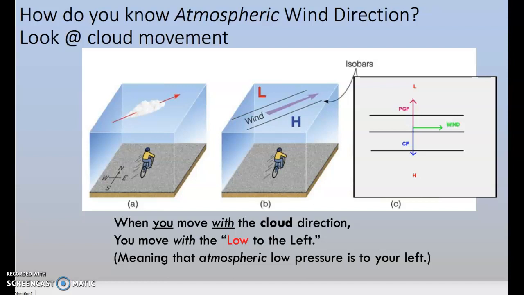Now, how can you know whether or not this is a zonal or a meridional pattern? How can you know the atmospheric wind direction? Looking at the cloud movement will really help you to do this. And with a little logic, you can figure out where the low pressure systems are aloft, up in the atmosphere, where the high pressure systems are. When you move with the cloud direction that you see, particularly the cloud direction that you see highest, you are moving with the low to the left. Let's understand why that is.